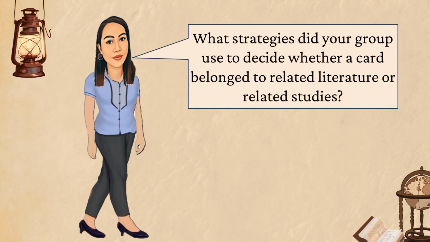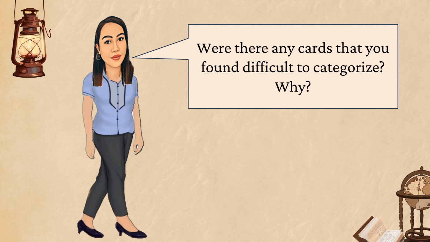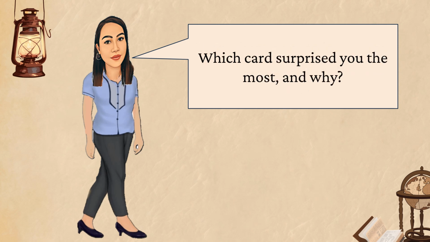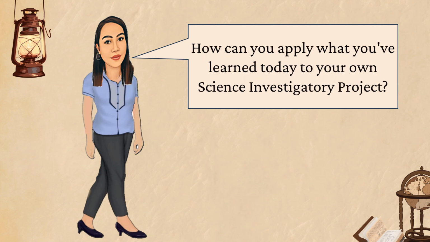What strategies did your group use to decide whether a card belonged to related literature or related studies? Were there any cards that you found difficult to categorize? Why? Which card surprised you the most and why? How can you apply what you've learned today to your own science investigatory project?